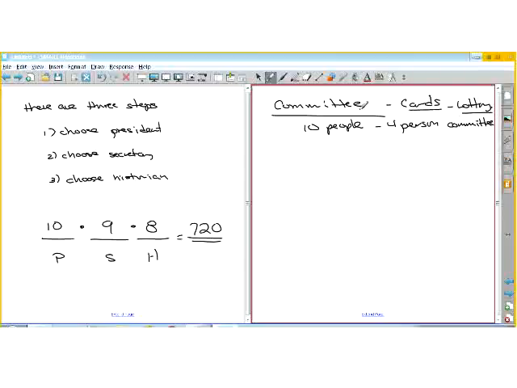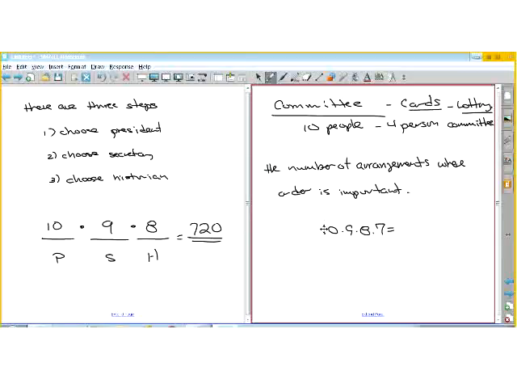Again, because of this information, I could solve it as a combination problem, but the fundamental accounting principle would say the number of arrangements where order is important would be 10 times 9 times 8 times 7.